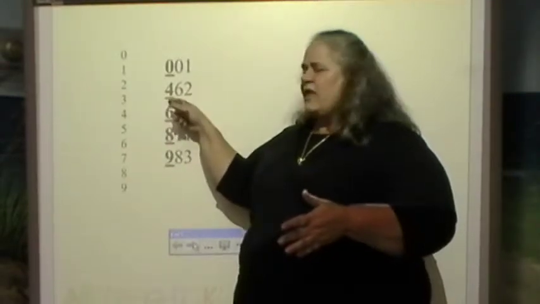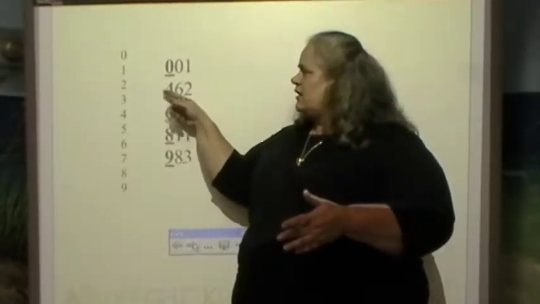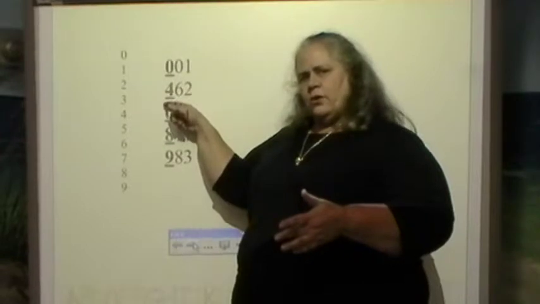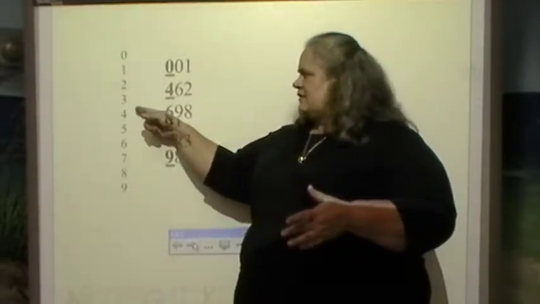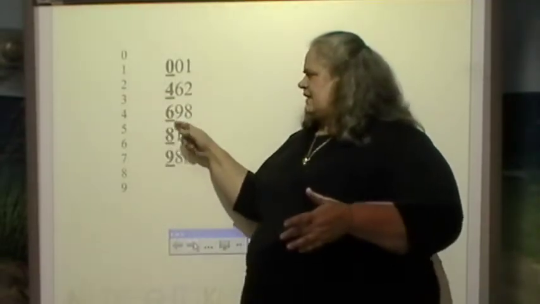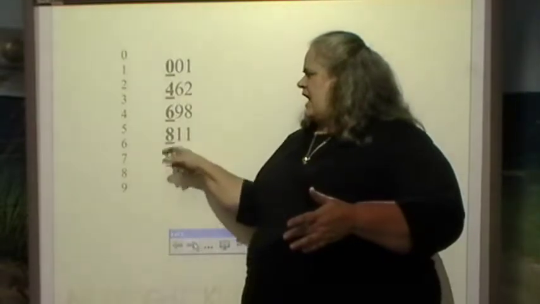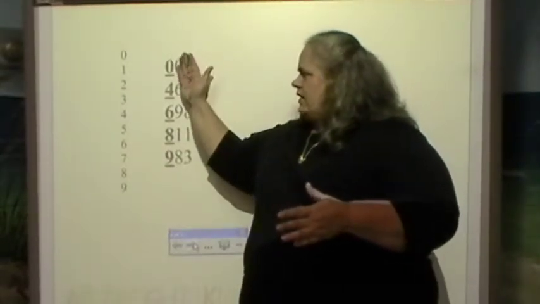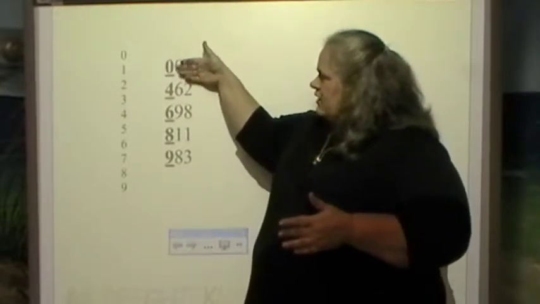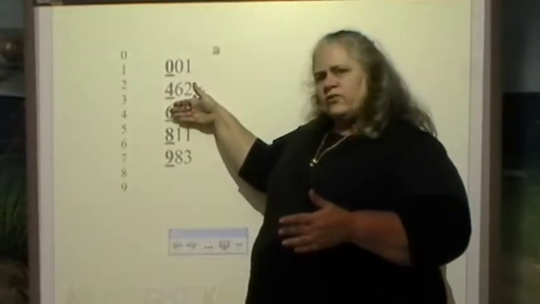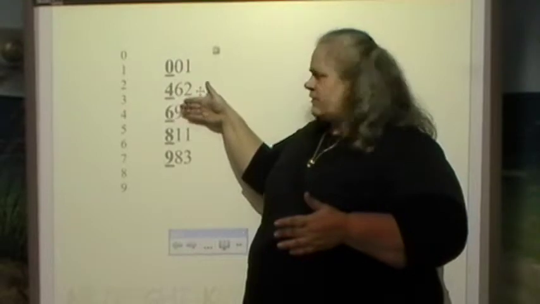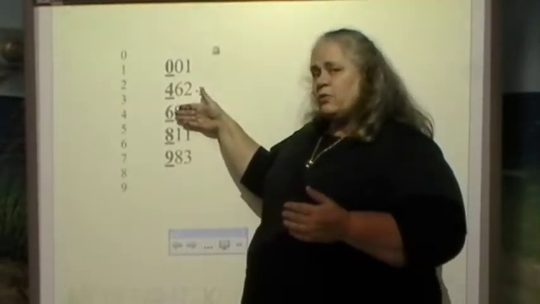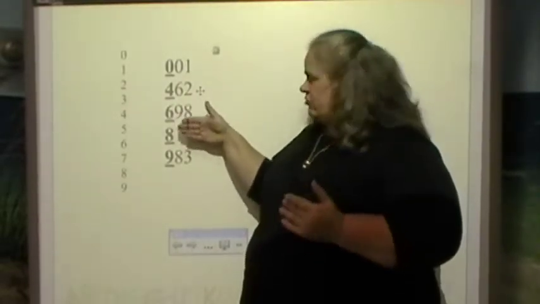Then we have a book that has a 462 on it, so 1, 2, 3, 4. Then we have a 6, 4, 5, 6, then 7, 8, and 9. So we always look at that first number when we're shelving the books on the shelf.